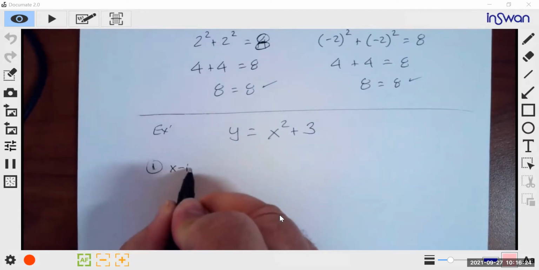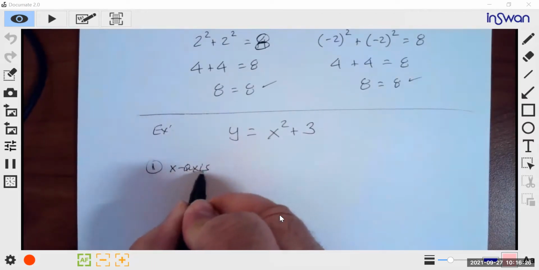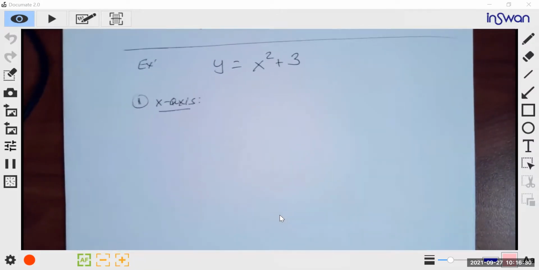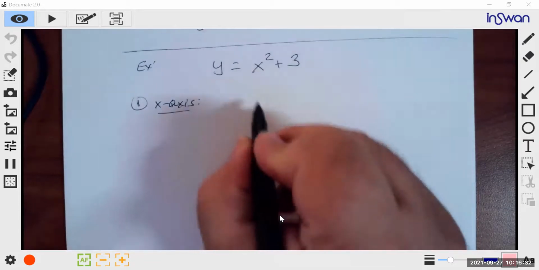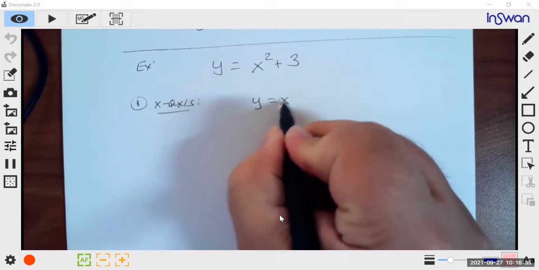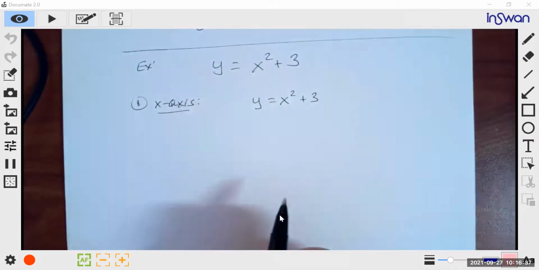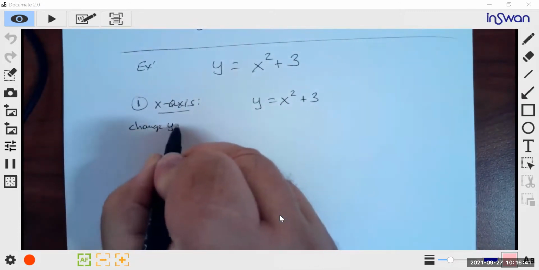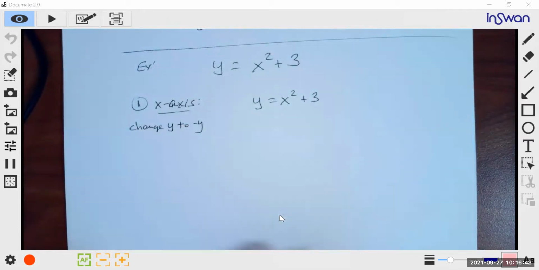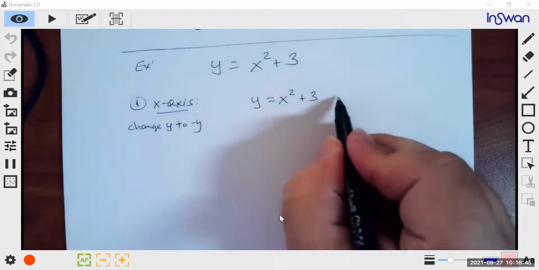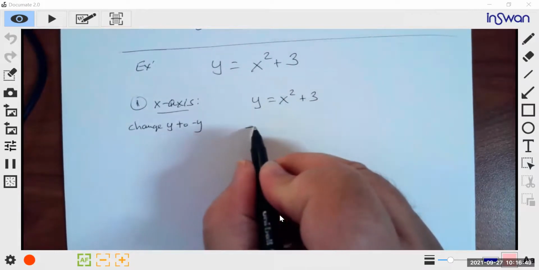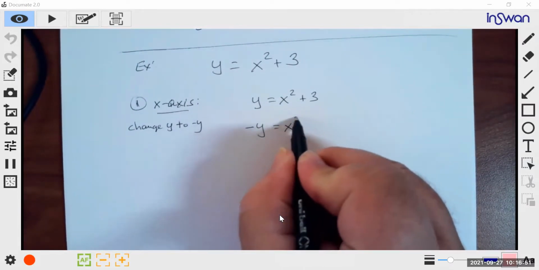Let's test if it's symmetric about the x-axis. How do you test if it's symmetric about the x-axis? Change y to -y. So this is our original equation, and I change y to -y.